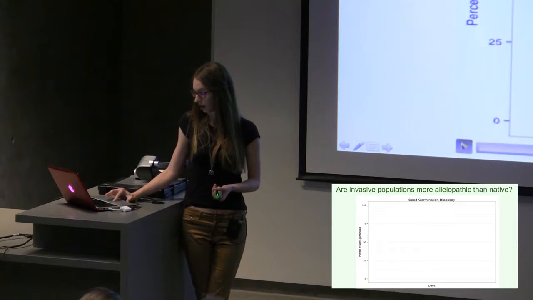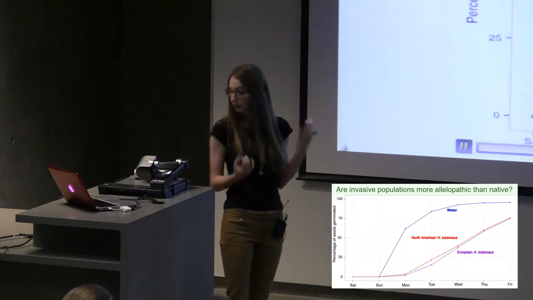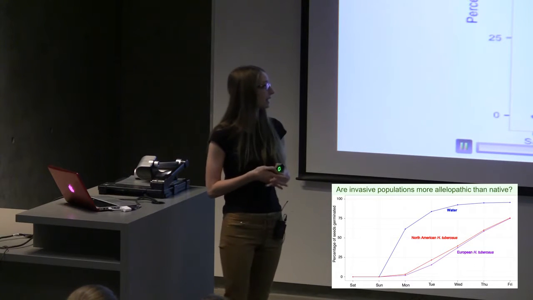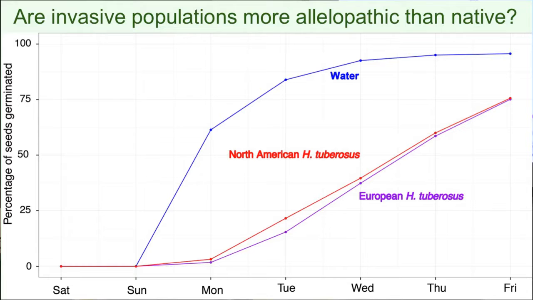Our final question, are invasive populations more allelopathic than native populations? So is allelopathy an adaptive invasiveness trait? Again, we've got our seedlings grown in water. They grow nicely all the way up to 100%. The pink line is the invasive population. And then the red line is the native population. So I think you can see from looking at this graph that the answer is no. While both of these appear to be allelopathic, both populations are allelopathic, neither is significantly more so than the other.